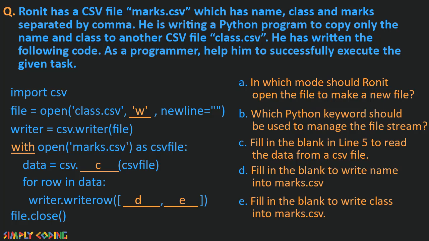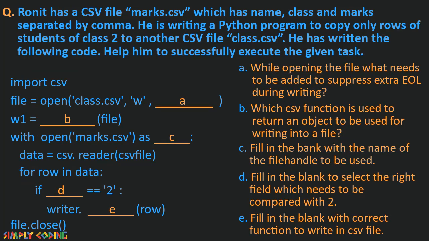The next question is to fill in the blank in line 3 to read the data from a CSV file. Here we know to read the file, we use the reader function. The next question is to fill in the blank to write name into marks.csv. We have learned earlier that to print specific columns, we use indexing. So here we will use row 0 to write the name, and for the next question, which is to write the class, we will use row 1. This completes the program.